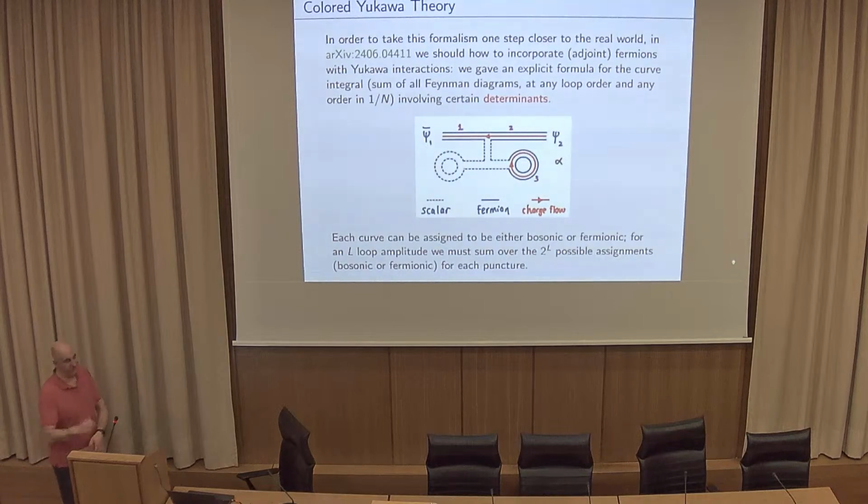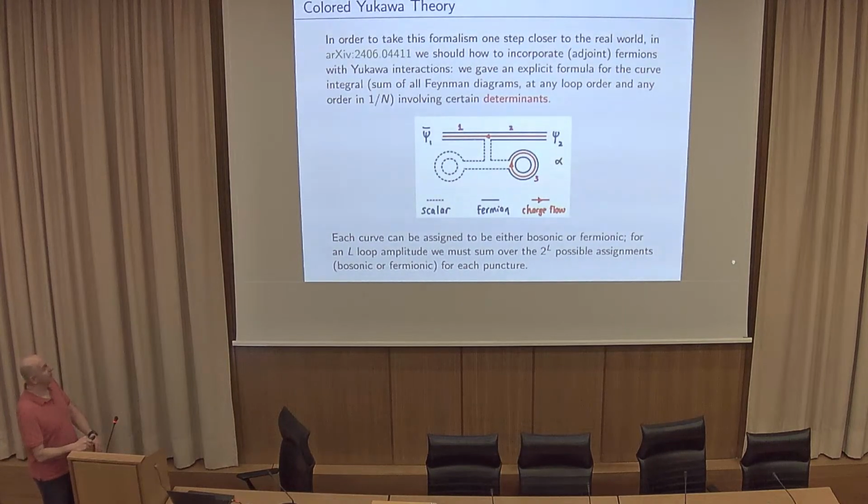Okay, so in my last few minutes, what have we done after this very long philosophical introduction? Well, if you want to get anywhere close to the real world, you need not just scalar particles, not just gluons, but one thing you need is fermions. So we worked out how to generalize the curve integral formalism to include colored fermions, so fermions in the adjoint. That's not quite quarks yet, because quarks are in fundamental and anti-fundamental, but at least we have fermions. That's the first step. Fermions with Yukawa interactions.